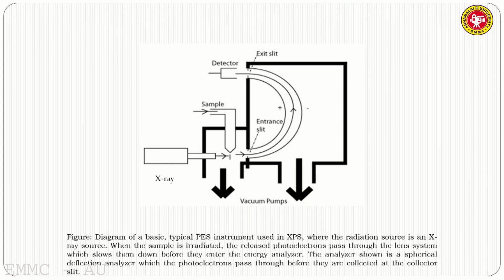This figure shows the components present in the X-ray photoelectron spectrophotometer. Here is the PES instrument used in XPS, with the radiation source, or X-ray source. When the sample is irradiated, the released photoelectrons pass through the lens system, which slows them down before they enter the energy analyzer. The analyzer shown is a spherical analyzer, through which the photoelectrons pass before they are collected at the collector slit.